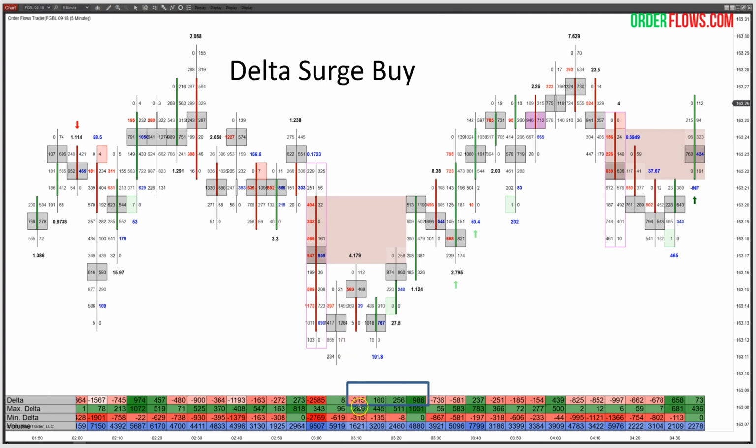Here you go, minus 315, plus 160, plus 256, plus 986. You just hit a low here, bounce up, come back down, then boom, start moving higher, higher, higher, higher. So that's the delta surge buy. So basically what you're looking at is the negative delta, then a positive, greater positive, greater positive.